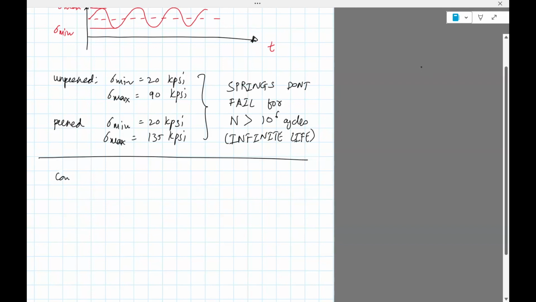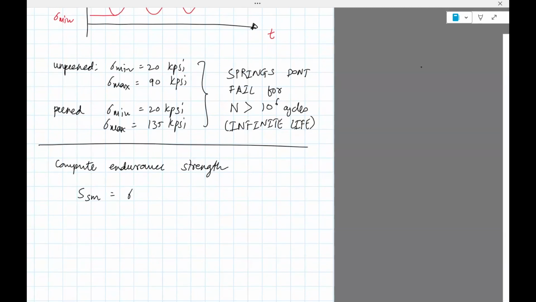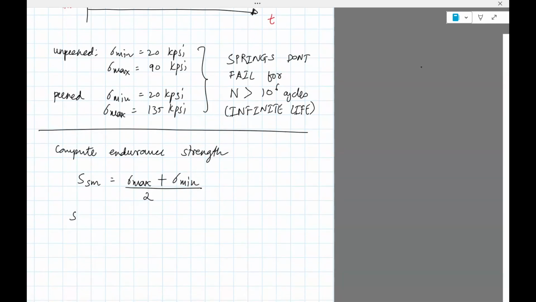Okay, so let's proceed. Using this empirical data, we will compute the endurance strength. Normally we use tau a and tau m, but we'll just use S for this. So SSM is the average: sigma max plus sigma min divided by 2. And SSA is the amplitude: sigma max minus sigma min divided by 2.